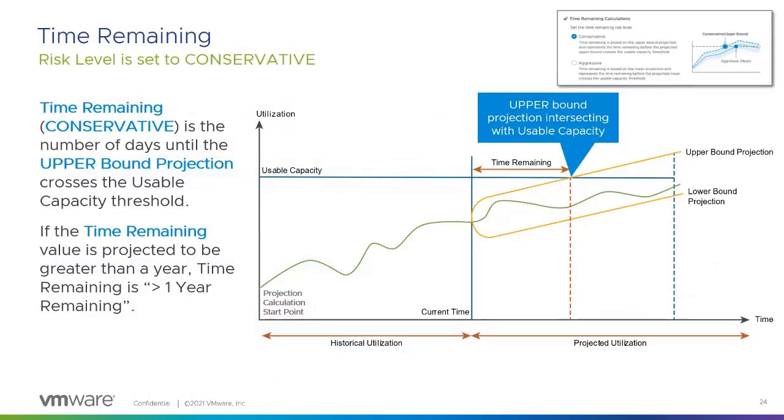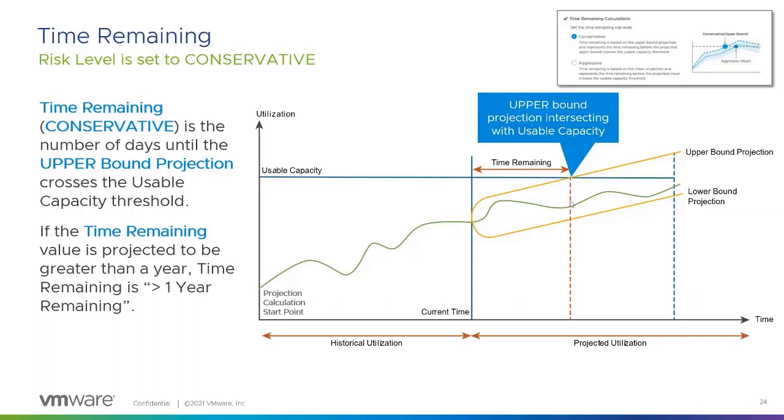Okay, so now I mentioned several different terms from the capacity engine output. I want to go through and define what those terms are and how they come into play. I've got several charts here, which I'll run through. The first one is time remaining, and this is looking at it when you set it to conservative. What it's doing is looking at the upper bound of the projection and when that upper bound crosses the usable capacity line.